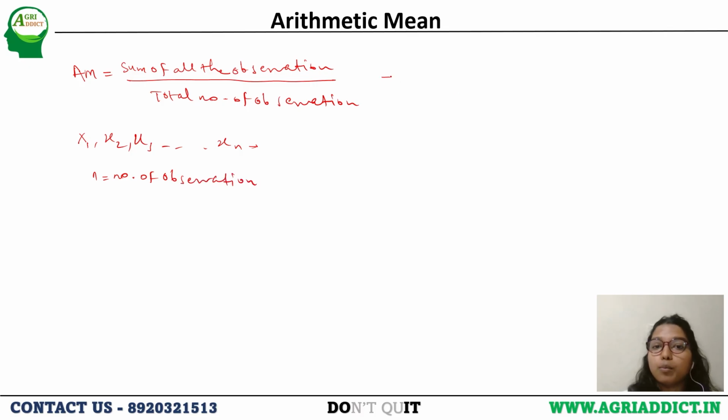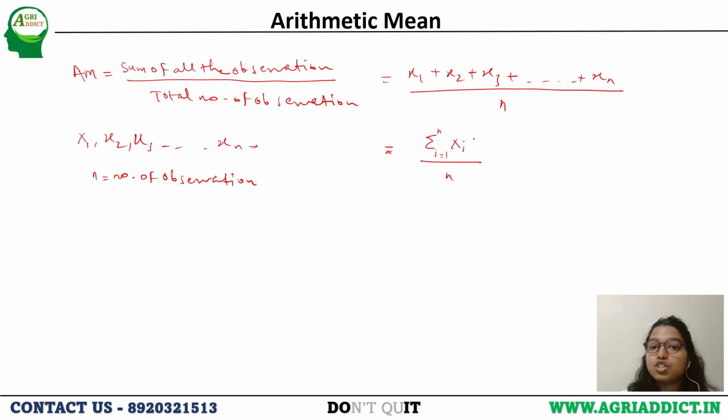So if we want to make a formula from it, we will add all the information, like x1 plus x2 plus x3 plus and so on up to xn, divided by the total number of observations, that is n. We can make it a simpler version: summation i equals 1 to n of xi divided by n. This is the summation and this is the total number of observations.